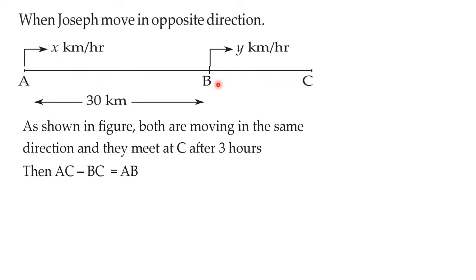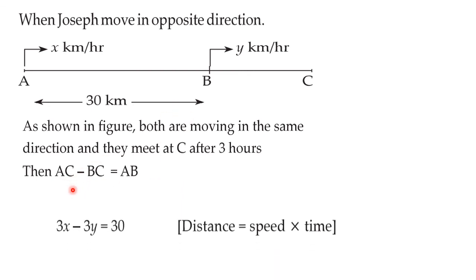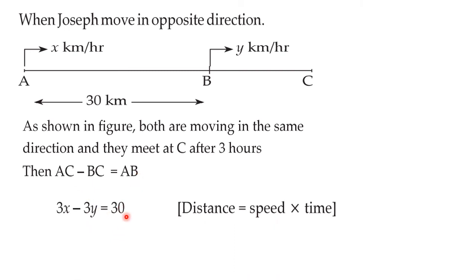And distance BC is what? 3y, the distance travelled by Hamid. So what we can write down, AC minus BC is AB here. So AC is 3x and BC is 3y, equal to 30. Again the same formula is applied: distance is equal to speed into time. Okay.